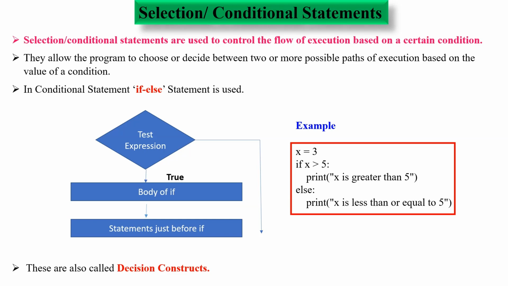Let's see an example with an if-else statement. The if-else statement executes one block of code if a condition is true, and another block of code if the condition is false. Look at the example: x = 3, if x > 5: print "x is greater than 5", else: print "x is less than or equal to 5". In this example, the code inside the if block is not executed because the condition x > 5 is false. Instead, the code inside the else block is executed.